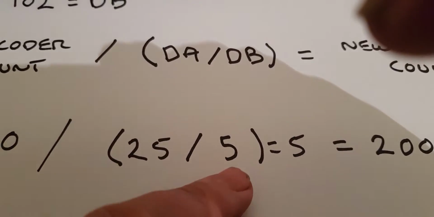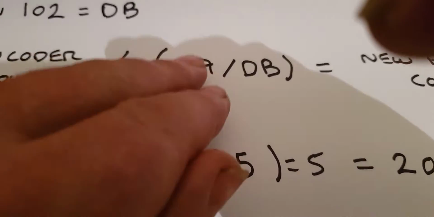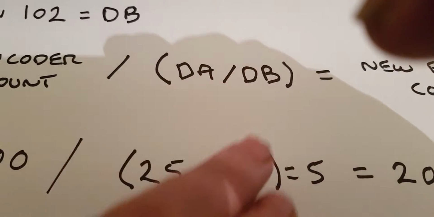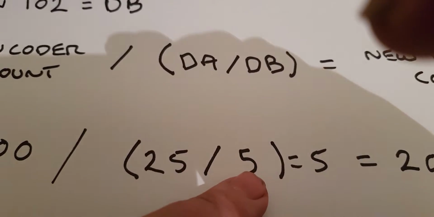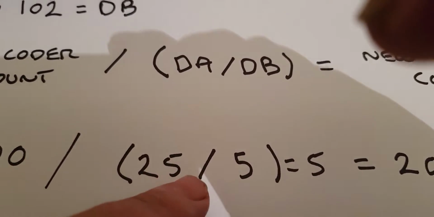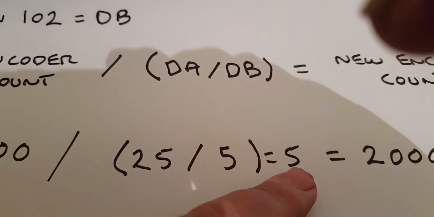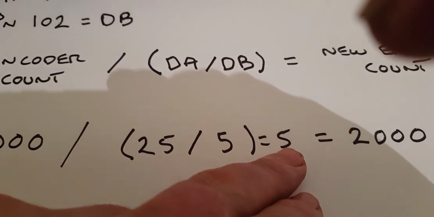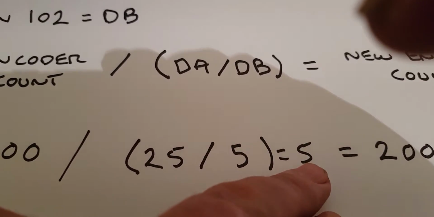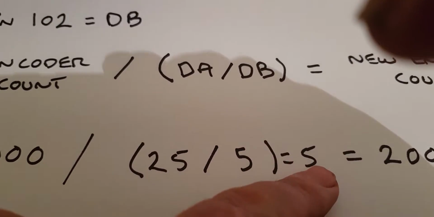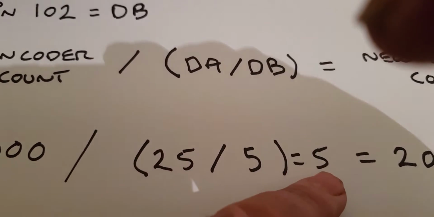And this is the problem. I don't know why they do it like they do it. 25 is the DA, 5 is the DB. Now that number can be anything. All that really matters is you end up with 5, because we've got 100 kilohertz frequency coming in and we need it to become 500, so we need a 5-to-1 ratio, hence we want 5. Those numbers can be anything, so long as they add up to 5.